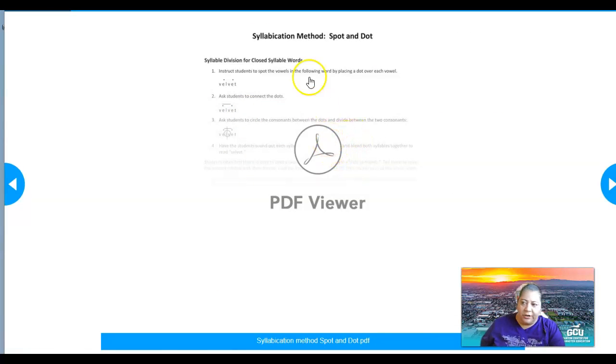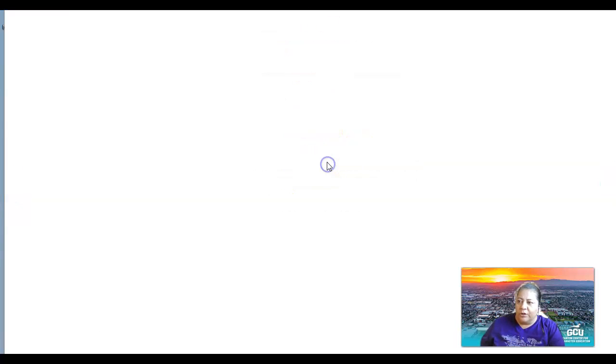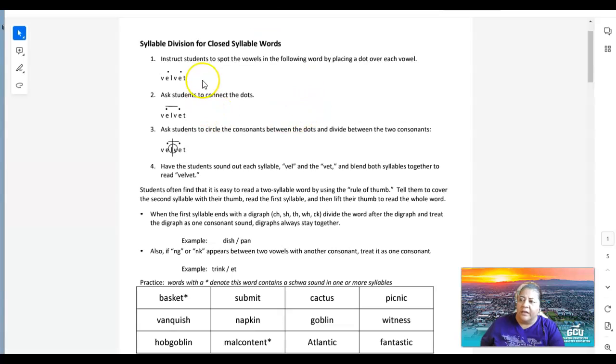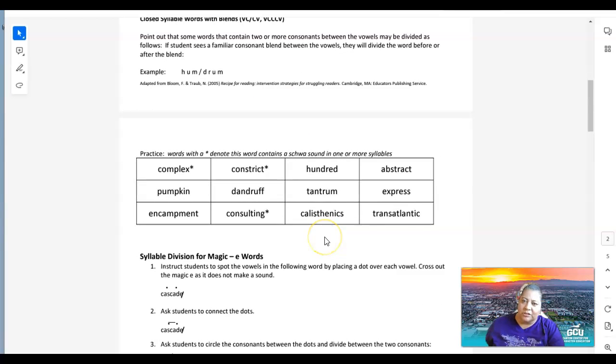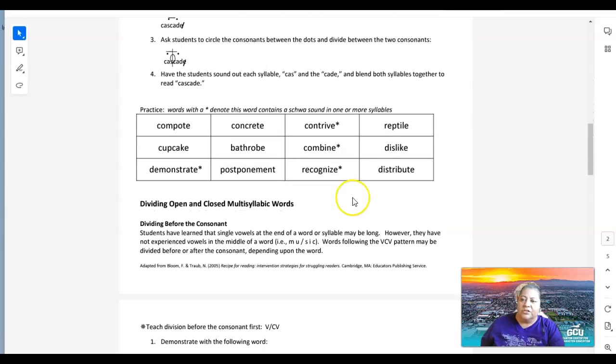Okay, so this is just one way, and your actual resource that I'm providing you is going to be attached to your announcements as well. When you go into this, you can see that it gives you all the directions, and it also has that schwa. Anything with an asterisk tells you that one of the vowels is going to be a schwa sound. So you can have this to instruct your students.